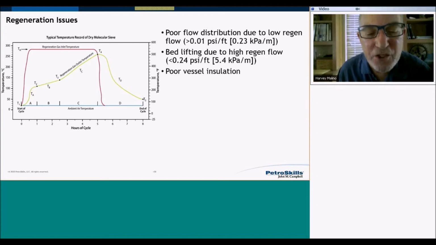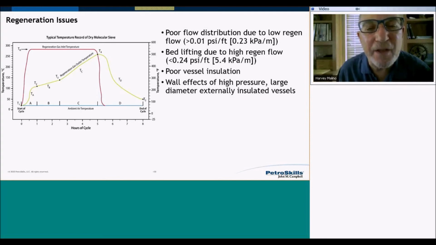Poor vessel insulation. You have poor vessel insulation, the walls are never going to get completely hot, and the molecular sieves near the walls are not going to be fully regenerated. If you have very high pressure, large diameter, externally insulated vessels, you need to be aware of the wall effects of the thick steel. It could take more regeneration gas than you think to properly regenerate. With very large vessels, you might want to consider an internal insulation.